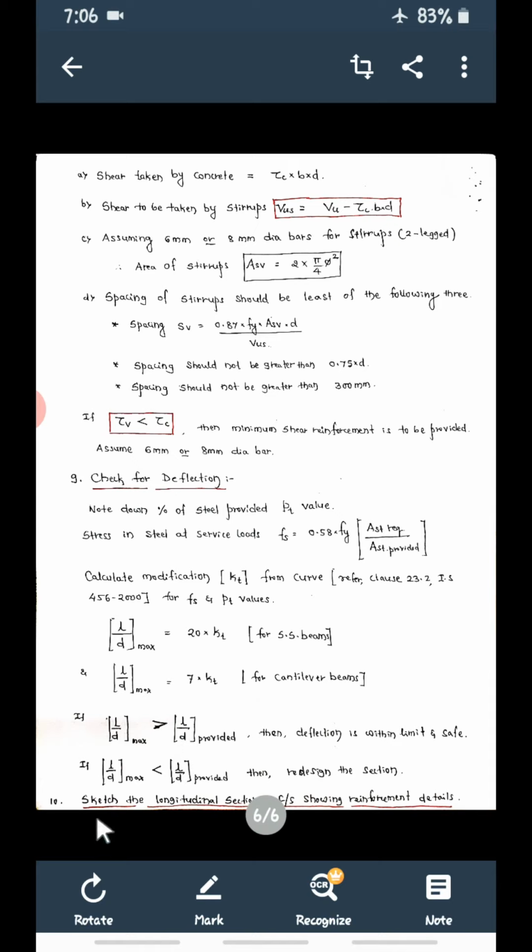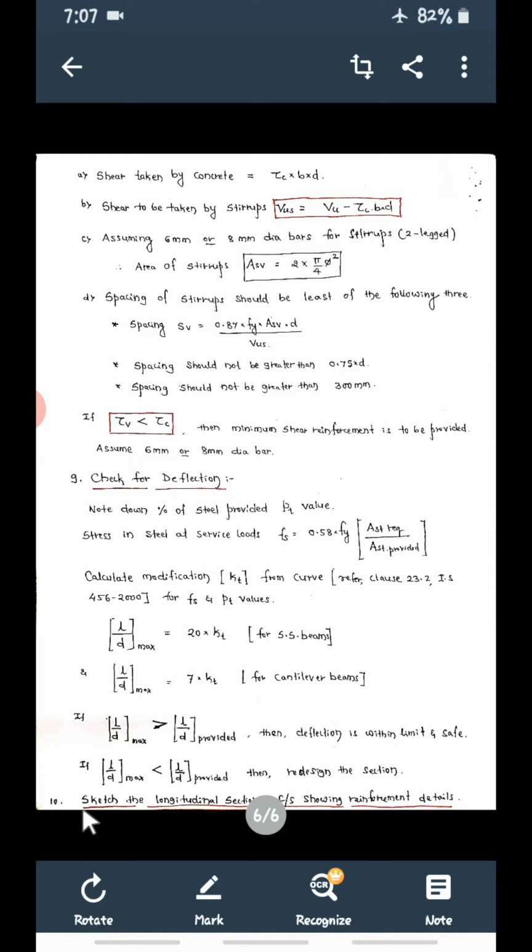Now your last step is what? Whatever reinforcement you have calculated, B you have calculated, effective depth you have calculated, shear reinforcement you have calculated, all this should be shown in the form of a sketch. So you have to draw two sketches. One is the longitudinal section, that is lengthwise. Then you have to draw the cross section showing the reinforcement detail. So finally we are going to draw the longitudinal section of the beam and the cross section of the beam. So totally remember there will be 10 steps. In the design, you have to follow the 10 steps.